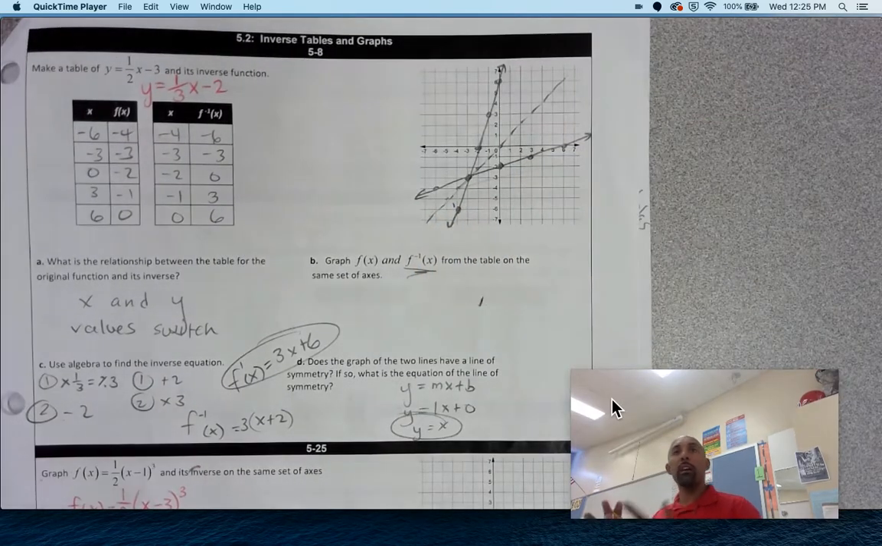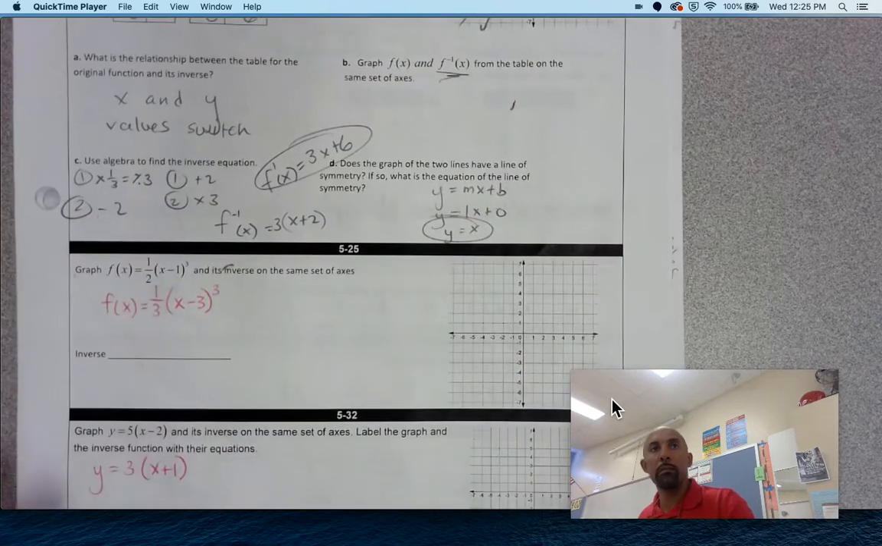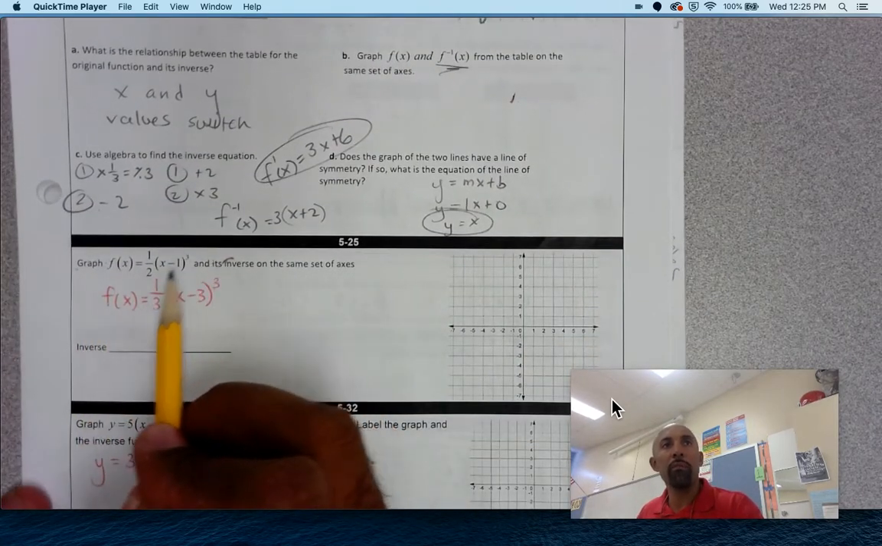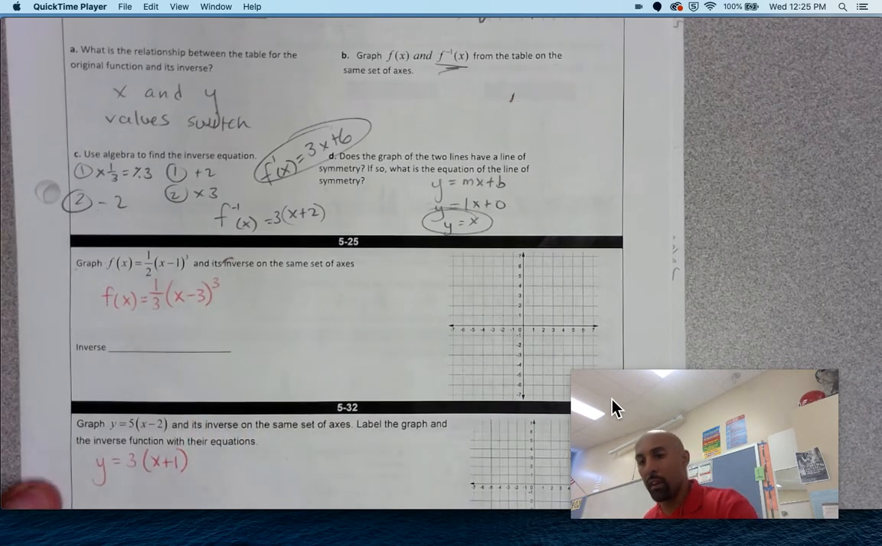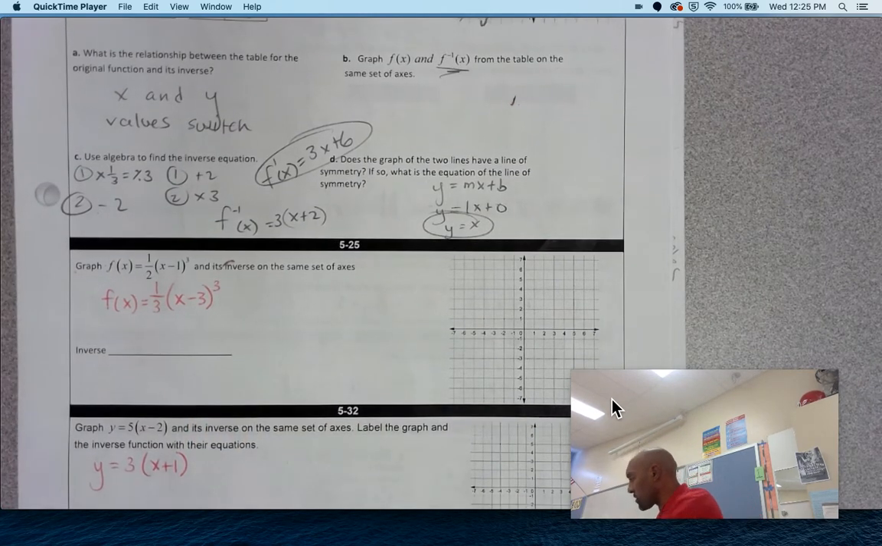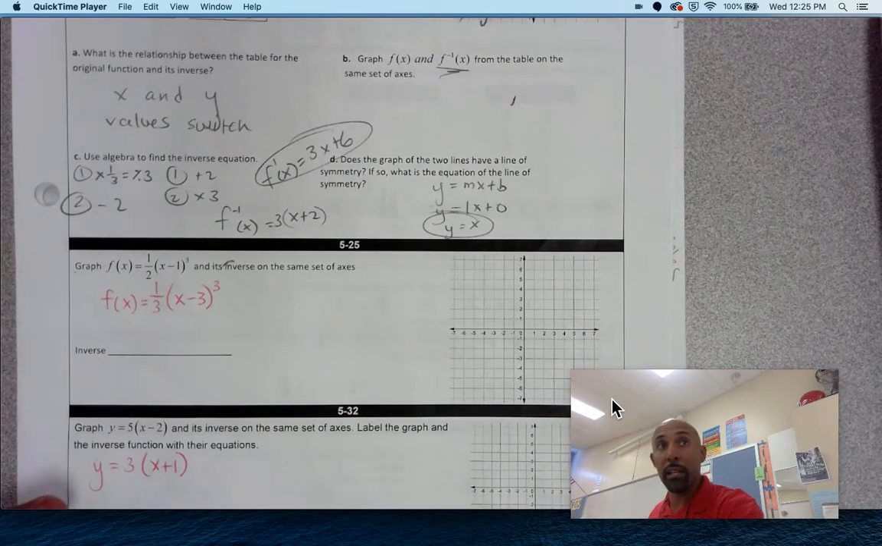Okay, so every inverse function, guys, is going to have that y equals x. All right, next. Now we're going to graph this function and its inverse on the same set of axes. The first thing we're going to do is come up with some points.